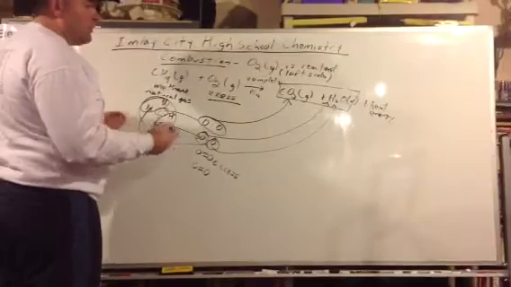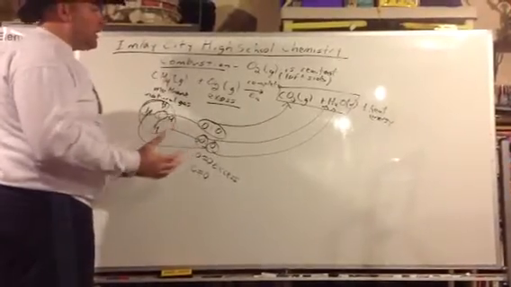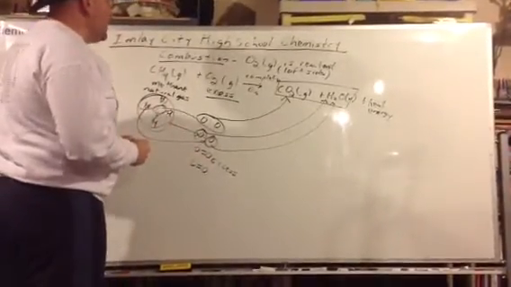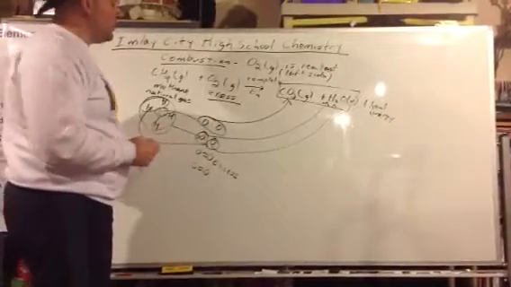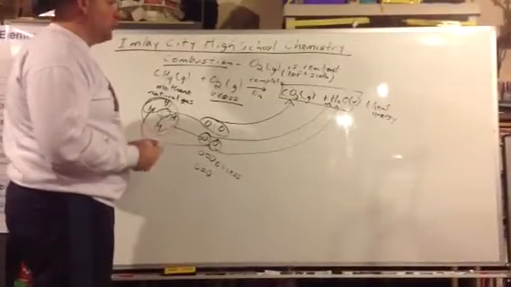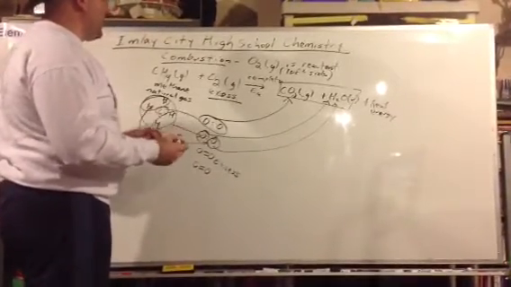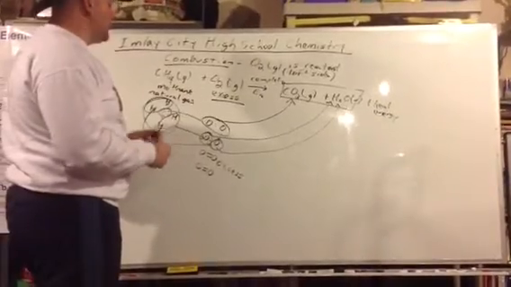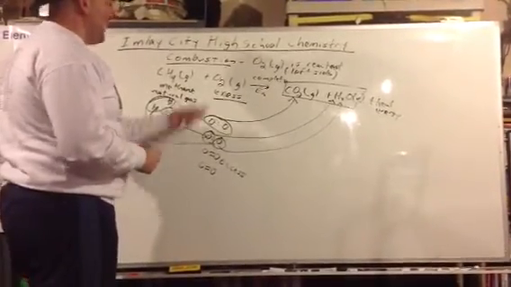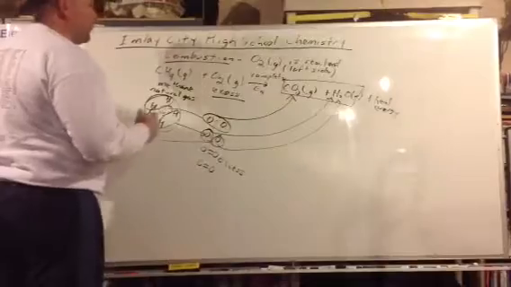Reason being is, in chemical reactions, we don't create atoms, we don't destroy atoms. By the way, this is the reason why the law of conservation of mass holds true, because if you're not creating atoms and you're not destroying them and you've got the same number of them, your mass before is going to equal your mass afterwards.